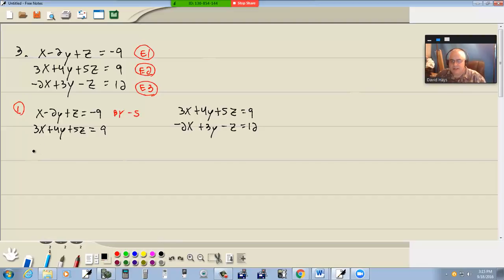So -5 times x is -5x. This is step 2, I guess I should label. So we got -5 times x is -5x. -5 times -2y is 10y. -5 times z is -5z. -5 times -9 is +45.